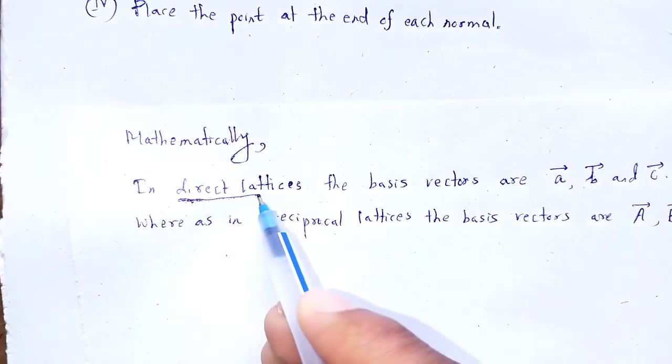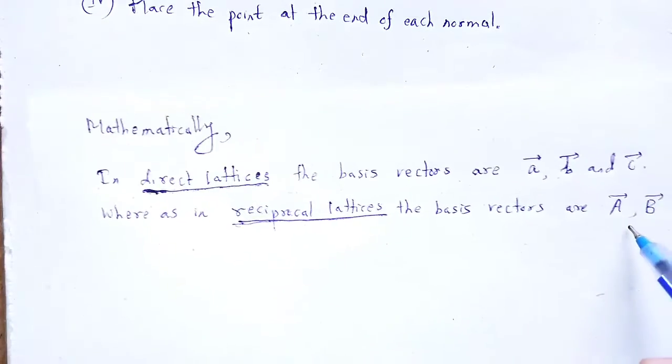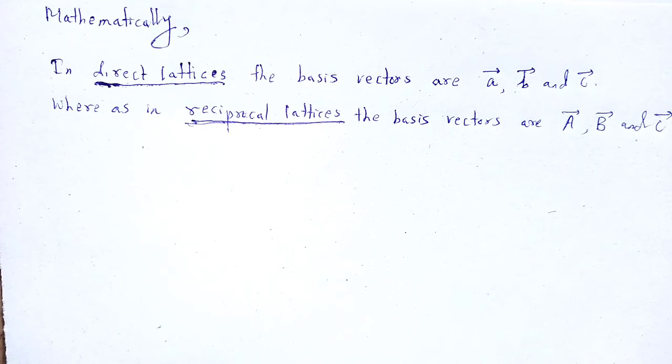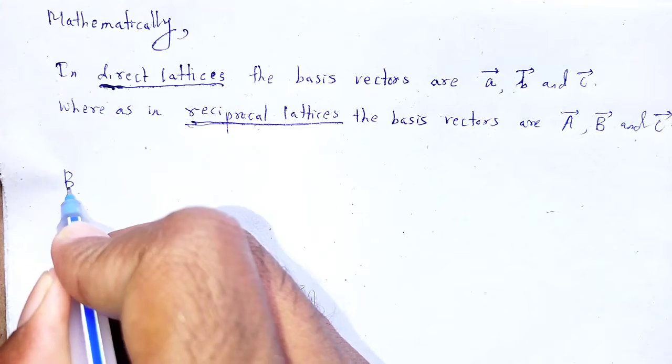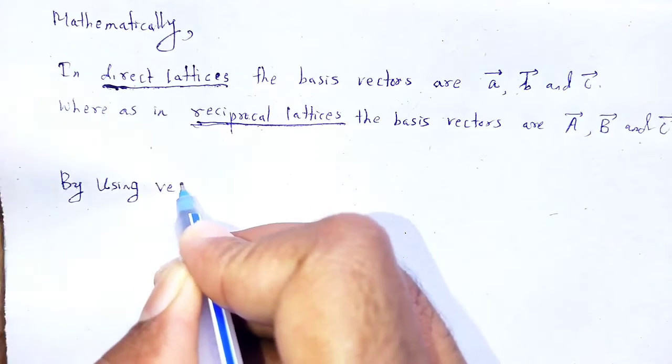In case of direct lattices, these three are the basis vectors. In case of reciprocal lattices, those three are the basis vectors. So, what will be the relation between the basis vectors of direct lattices and reciprocal lattices? To show the relations between these two, we have to use the vector algebra property between these two sets of basis vectors, by using vector algebra.